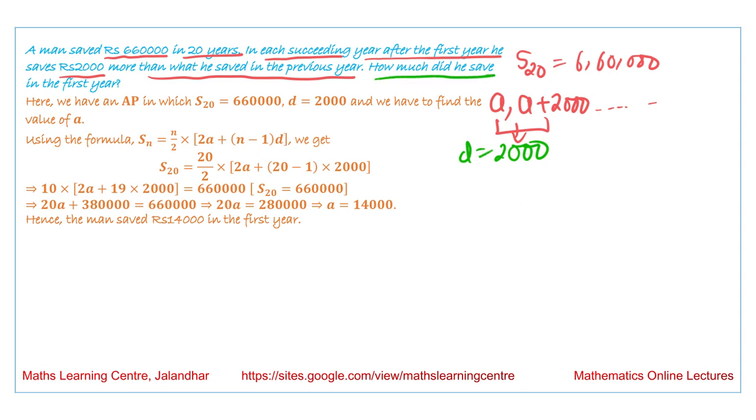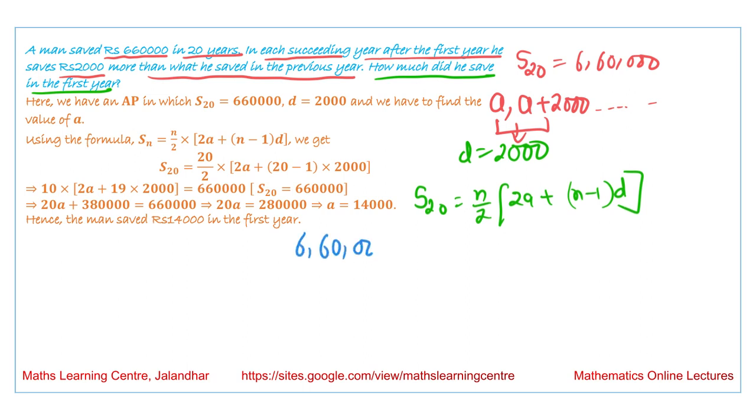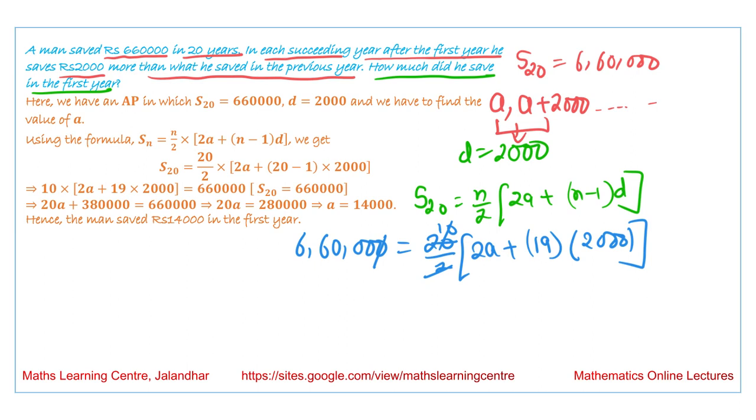How much did he save in the first year? If we write the formula, S20 is equal to n by 2 into 2a plus (n minus 1)d. Substituting the values, we obtain 6,60,000 equal to 20 by 2 into 2a plus (n minus 1, that is 19) into the value of D, which is 2,000. On solving this, 20 by 2 is 10, so this gets cancelled.